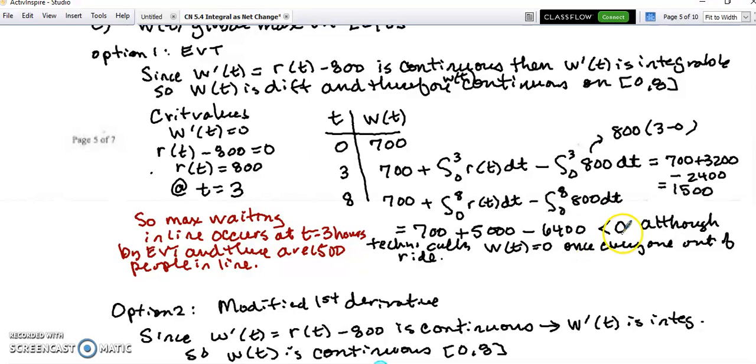Now, we do have to know this was less than 0 when you did this, but basically what you know is that the amount that are in line at this point is actually going to be 0, because technically once everyone's out of the line, you don't have negative people in the line. So this truly was actually equal to 0 for that time. And then the max waiting in line occurs at t equals 3 hours by EVT, and there were 1,500 in line.